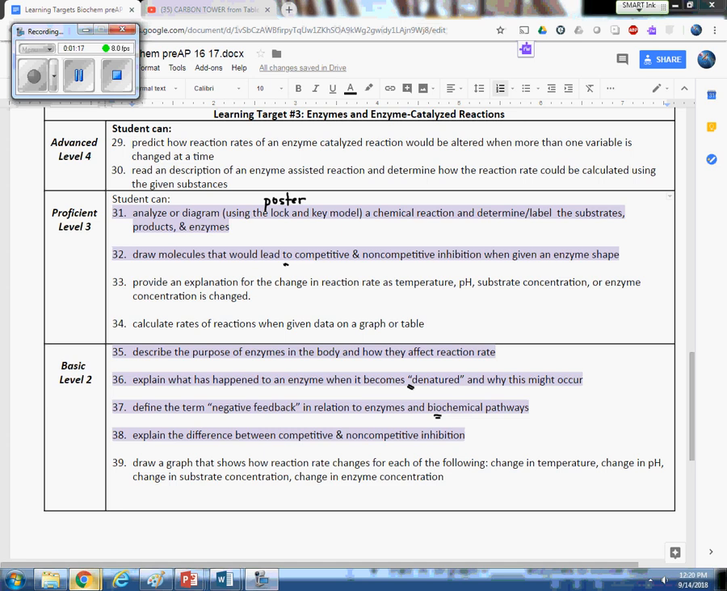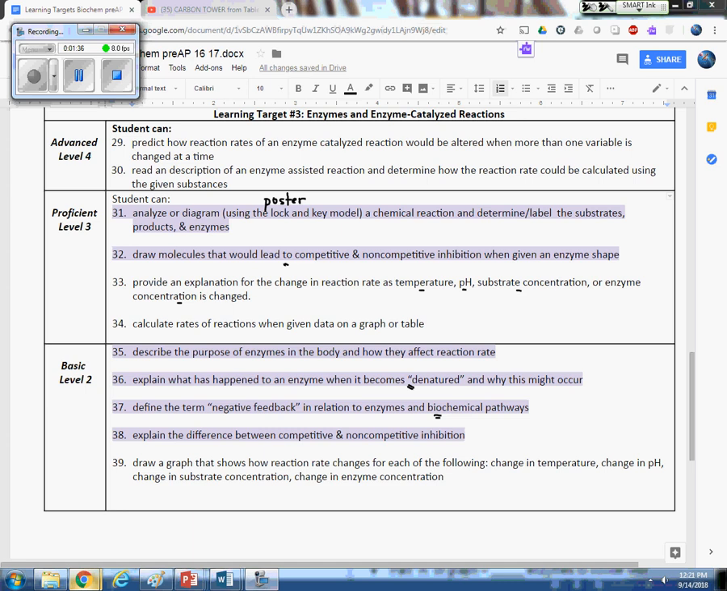We're going to focus now on the last three here. We're going to look at what we could do to change reaction rate. There's four things that we can manipulate that we're going to focus on. We can change temperature, that's going to affect reaction rate, pH, substrate concentration, and then also enzyme concentration.